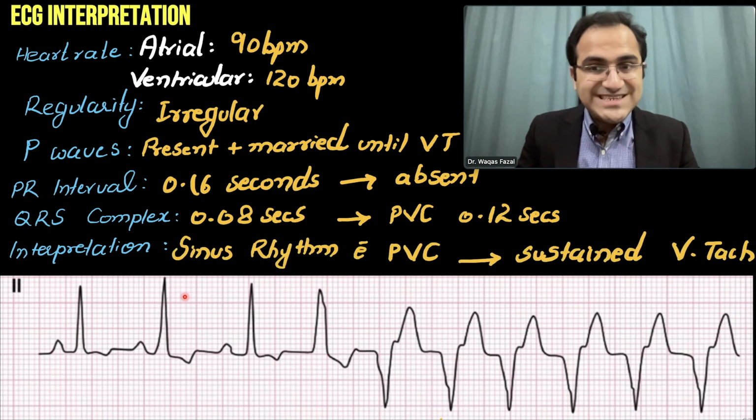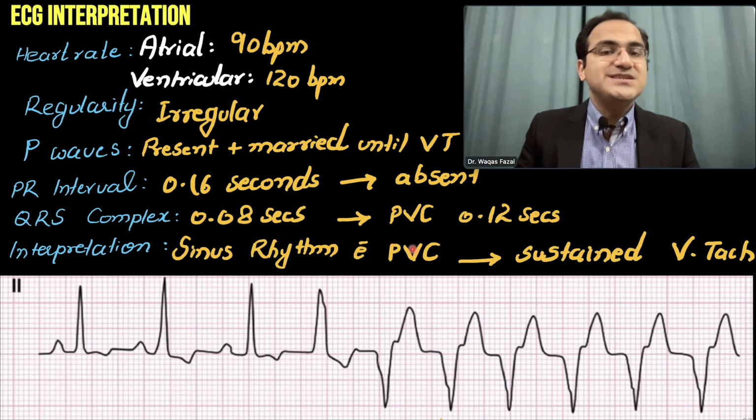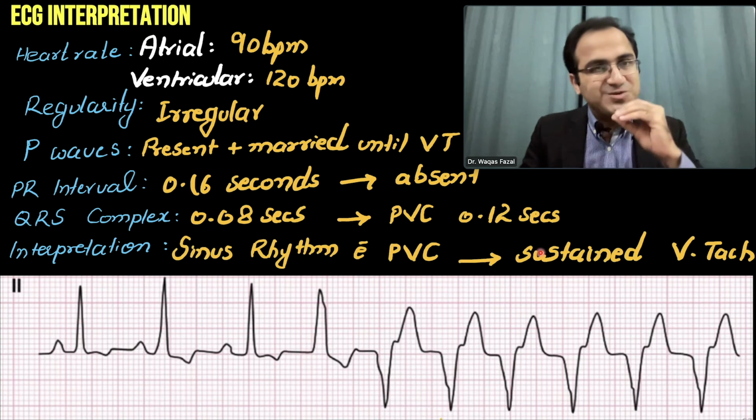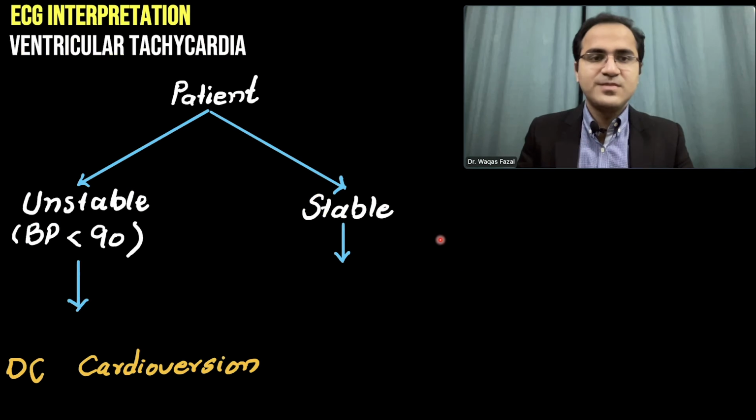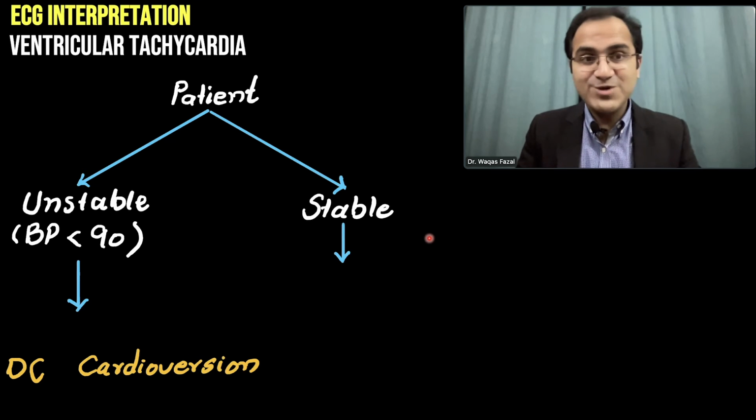Interpretation of this ECG is that the patient had sinus rhythm, then the patient developed PVC. After the PVC, the patient went into a sustained ventricular tachycardia. This is so easy. Now coming to the management of ventricular tachycardia. Management of ventricular tachycardia is very important, as you commonly see ventricular tachycardia in the wards in many patients.